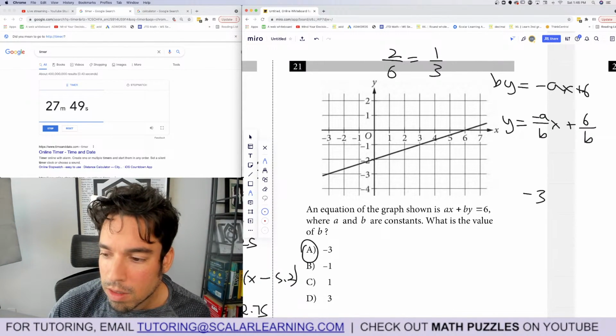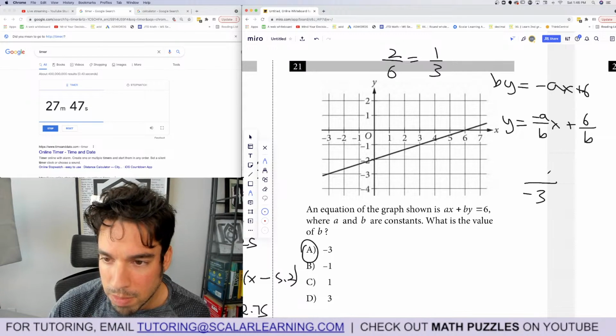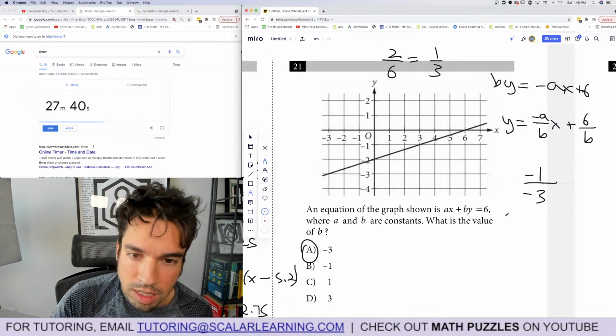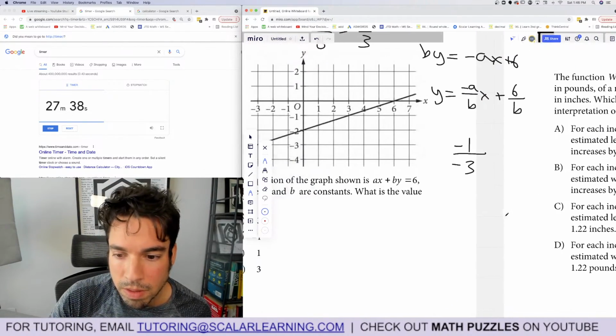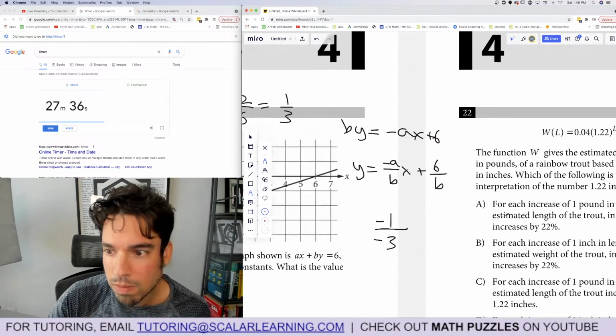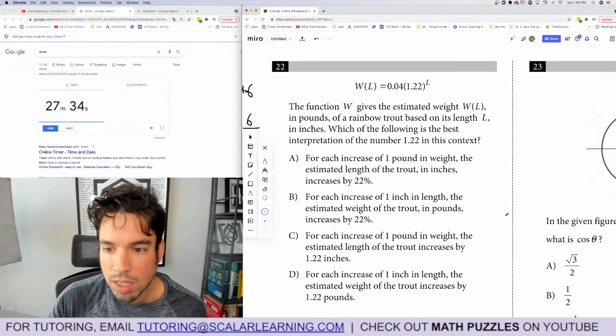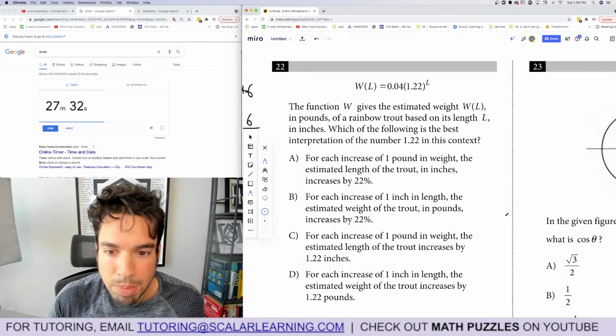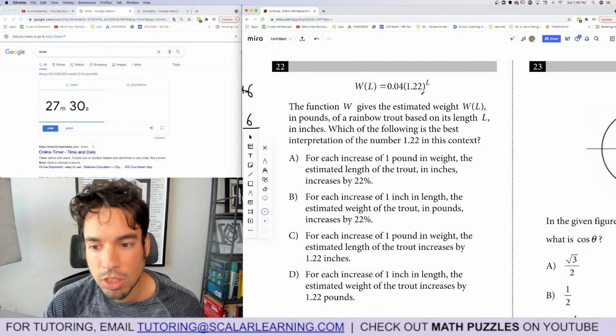And that would make A negative 1. Okay. Not that they need A, but hey. We're cool, right? With that, what's the value B? Good. 22. The function W gives the estimated weight in pounds of a rainbow trout based on its length in inches.